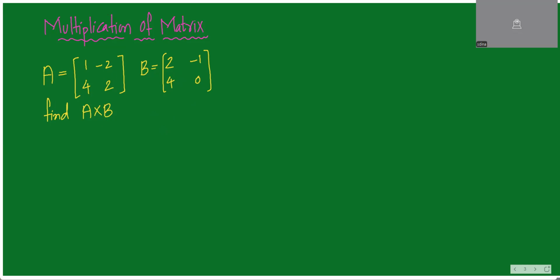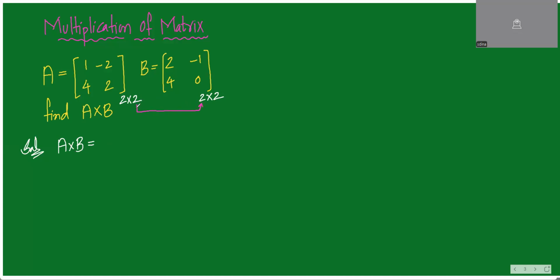Next, to start our solution. Solution: A into B is equal to, see, before moving to the answer, one thing we have to make sure. Can you tell me the order of this? How many rows and how many columns are there? 2 by 2, it's 2 rows, 2 columns. Before multiplying, you have to check this condition: number of columns in A is equal to number of rows in B.